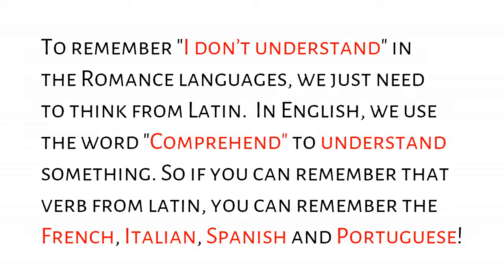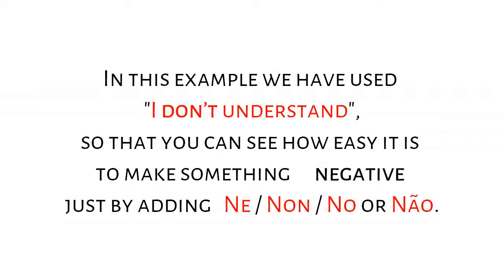Easy. To remember I don't understand in the Romance languages, we just need to think from Latin. In English we use the word comprehend to understand something. So if you can remember that verb from Latin, you can remember the French, Italian, Spanish and Portuguese. In this example, we have used I don't understand, so that you can see how easy it is to make something negative, just by adding Ne, Non, No, Non.